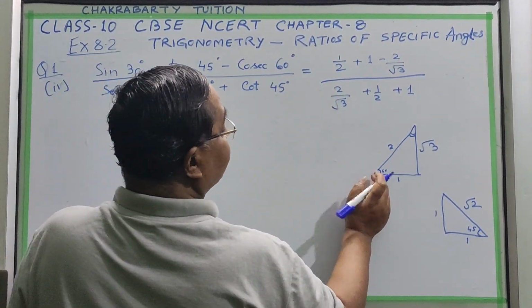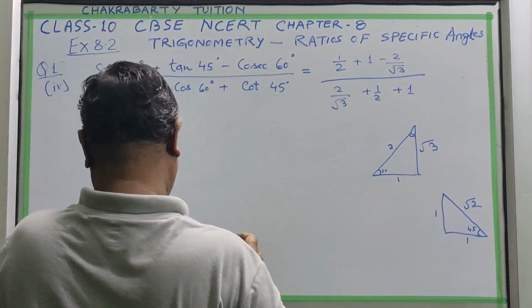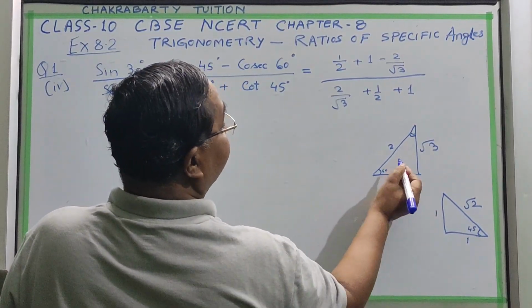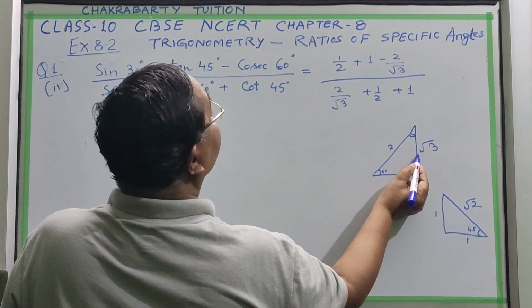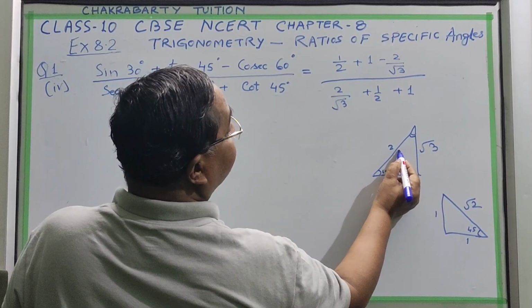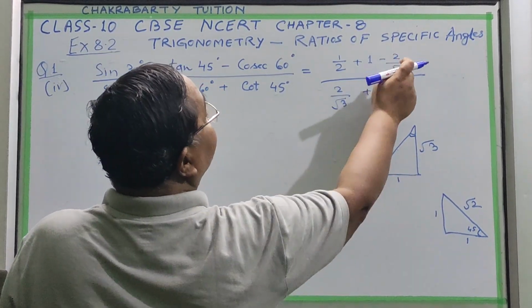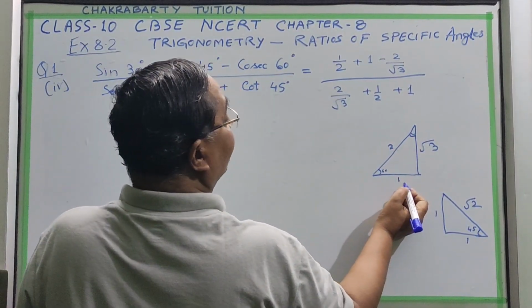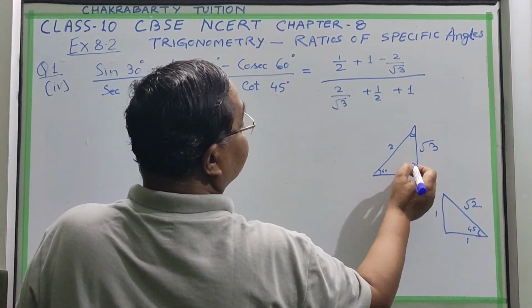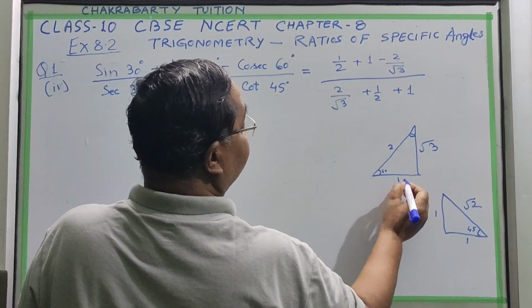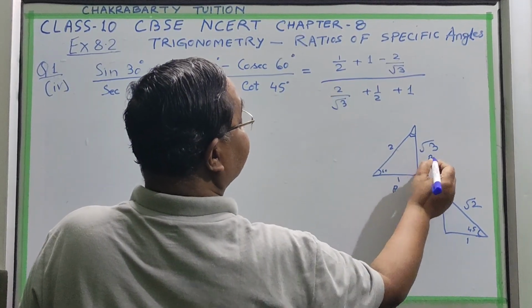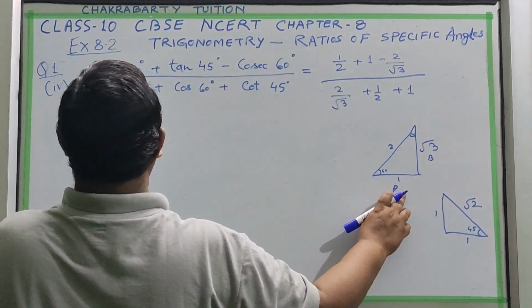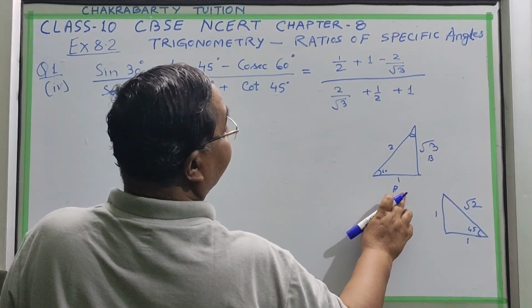Cosec 60. First you take sine 60. So it is under root 3 by 2. So cosec will be 2 upon under root 3. 2 upon under root 3 it is there. Sec 30 degree. Sec 30 degree you want. Sec is opposite to cos. So now it is your perpendicular and it becomes base. So okay, it will become sec 30 degree.